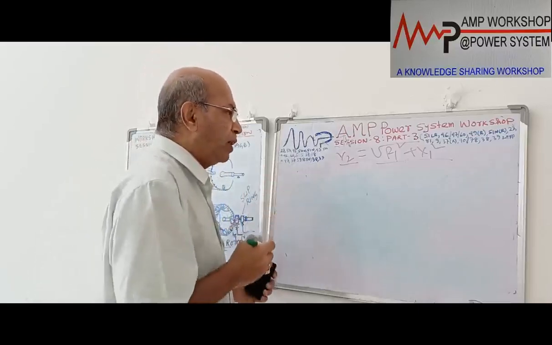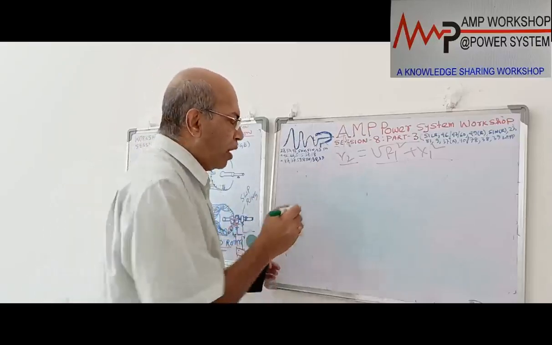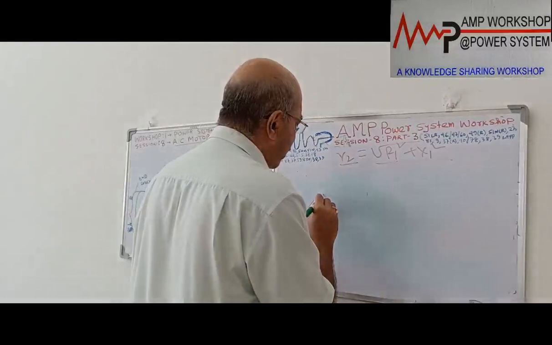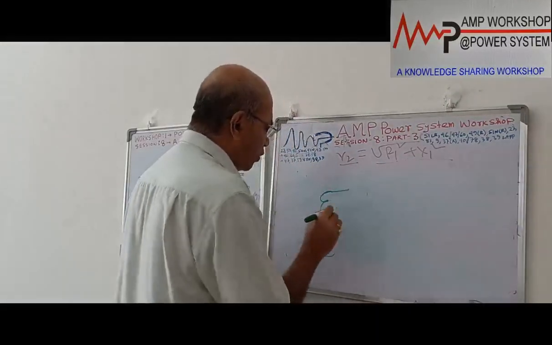So how do we protect against this? We can provide loss of excitation protection in two ways. One way: suppose this is a field winding, the rotor of the AC motor, the synchronous motor field winding.